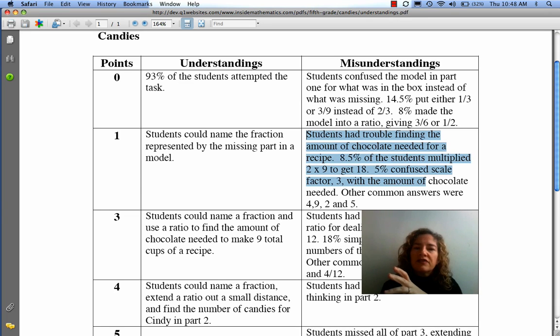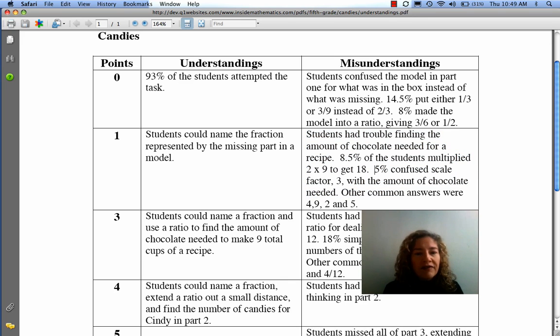So for example, students had trouble finding the amount of chocolate needed for a recipe. 8.5% of the students multiplied 2 times 9 to get 18. So they might have read the problem incorrectly. It says something along the lines of, they use 9 cups of the 2 ingredients. Now, some students might read that and say, all right, they use 9 cups of chocolate and 9 cups of cream. But then that doesn't actually pertain to that ratio if it's 1 cup of chocolate and 2 cups of cream. That ratio breaks down if you have 9 cups of each.